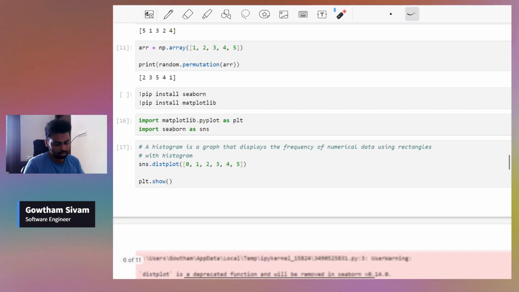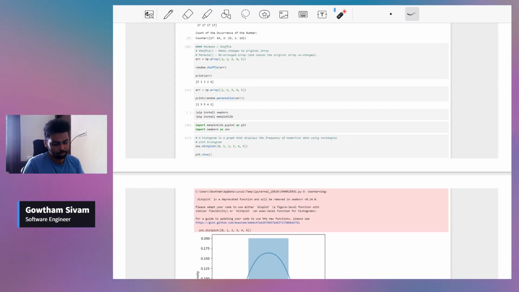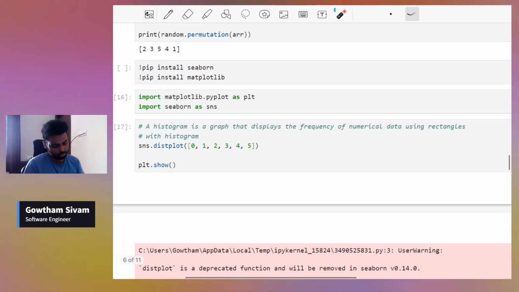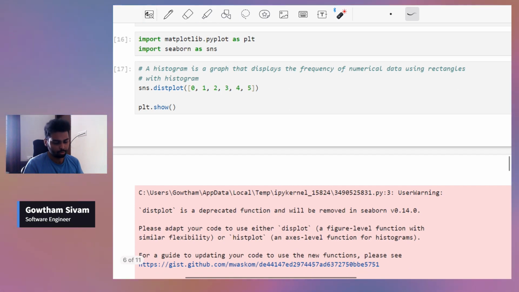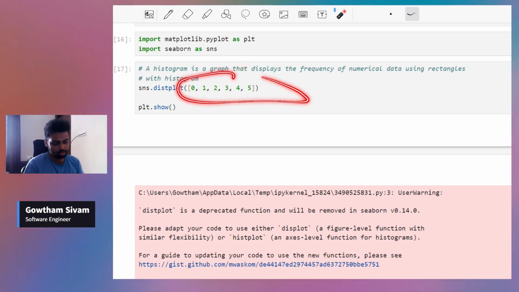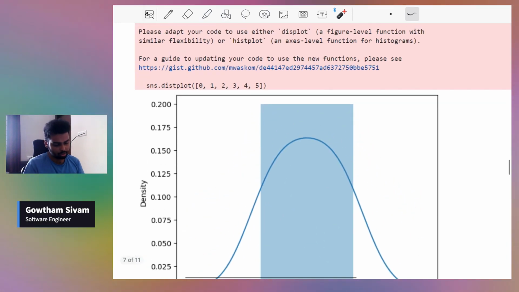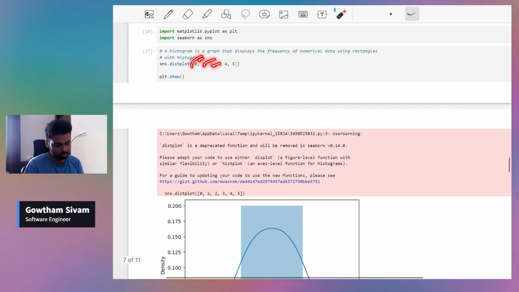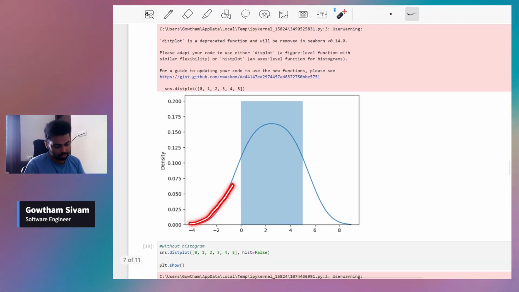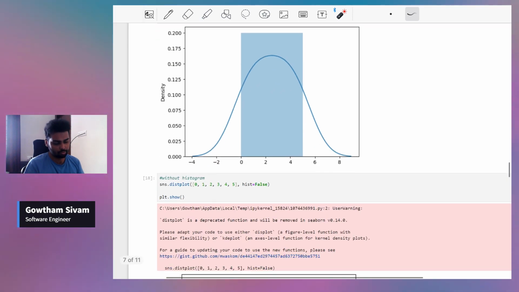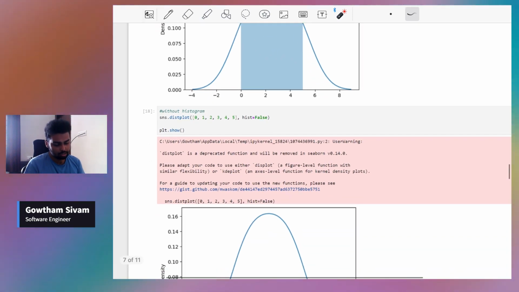Next is Seaborn and Matplotlib. Matplotlib is used for plotting graphs, all of them. Seaborn is also used for the same purpose. So sns.displot, if I just give these numbers, it will give me a plot. Here is a plot. The numbers given are 0, 1, 2, 3, 4, 5, so it has given me a graph starting from 0, which is actually the given input that we have.